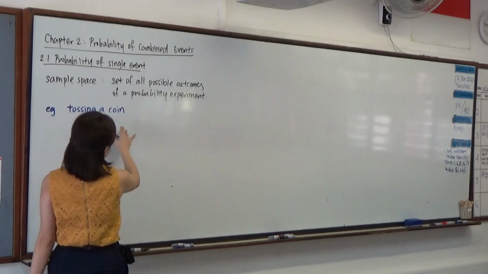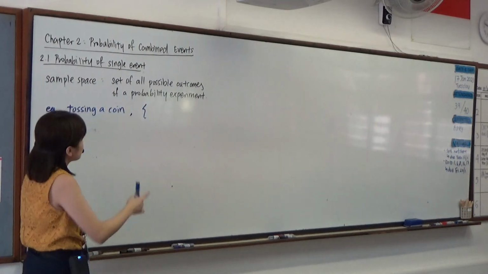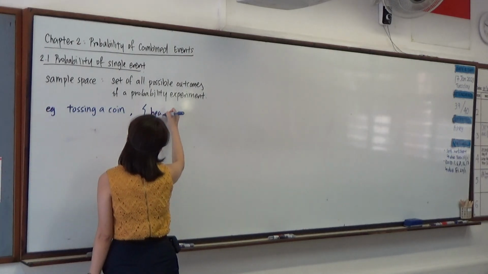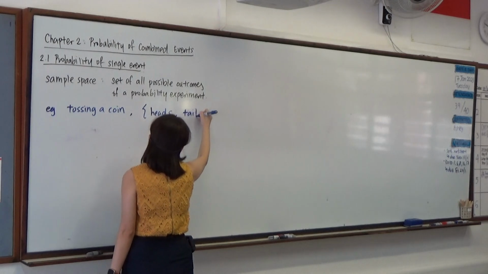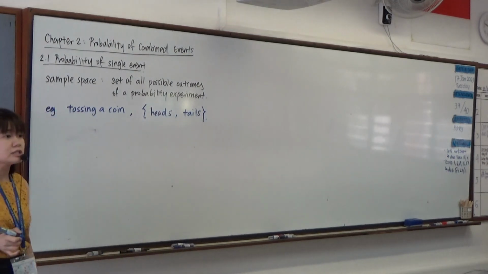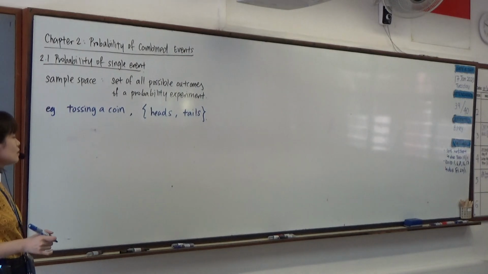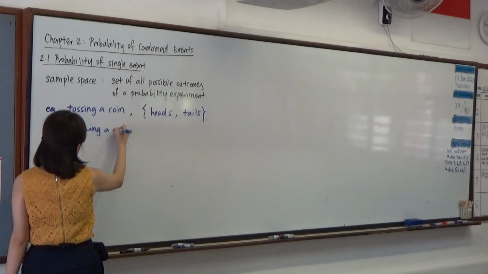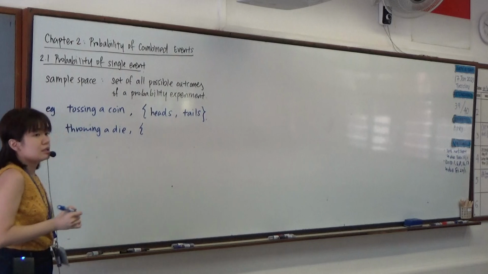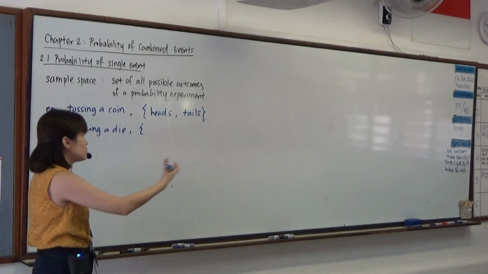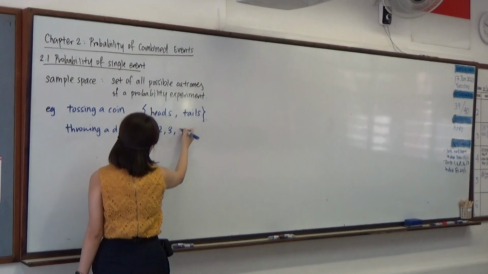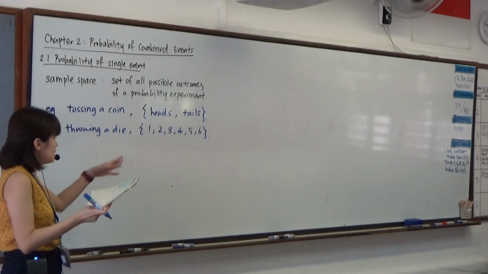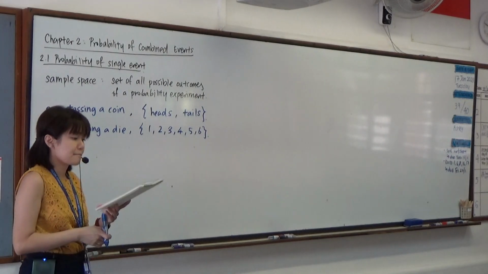Therefore, the sample space for tossing a coin would be a set, because sample space is a set. So we use set notation to describe it: either getting heads or tails, because those are the only possible outcomes. On the other hand, if you're looking at throwing a die, the possible outcomes would be 1 all the way to 6: 1, 2, 3, 4, 5, 6. So that sample space itself would consist of this set of numbers.